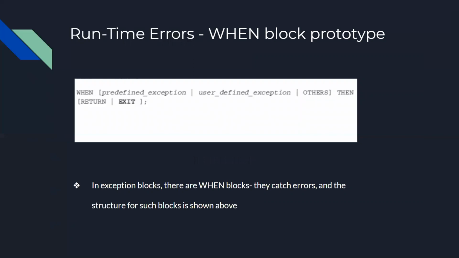Here we have a runtime error with the WHEN block prototype. In the exception block, there are WHEN blocks and they catch errors. And here we can see the structure of the block.